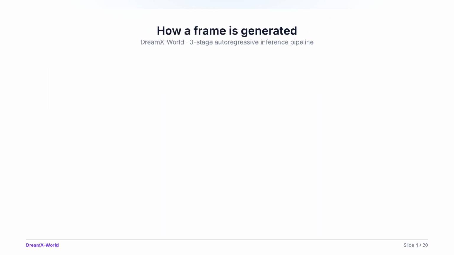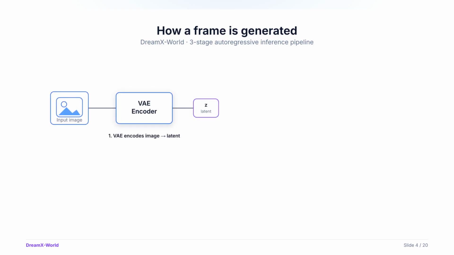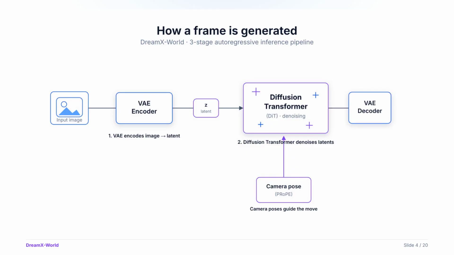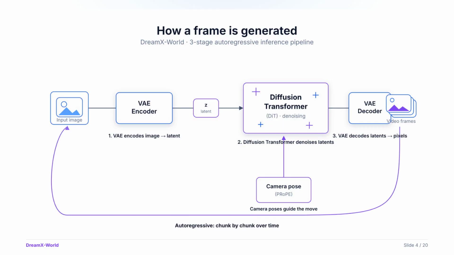Under the hood, there are 3 stages. First, a variational autoencoder compresses your image into a compact latent. Second, a diffusion transformer denoises new latent frames, guided by camera poses encoded as a projective transform. Third, the autoencoder decodes those latents back into pixels. Because it is autoregressive, it generates the video in small chunks, each one conditioned on the last, which is how it can roll forward over time.